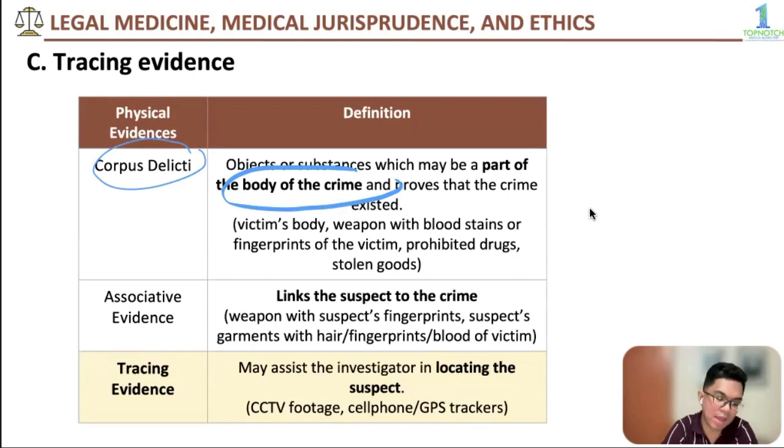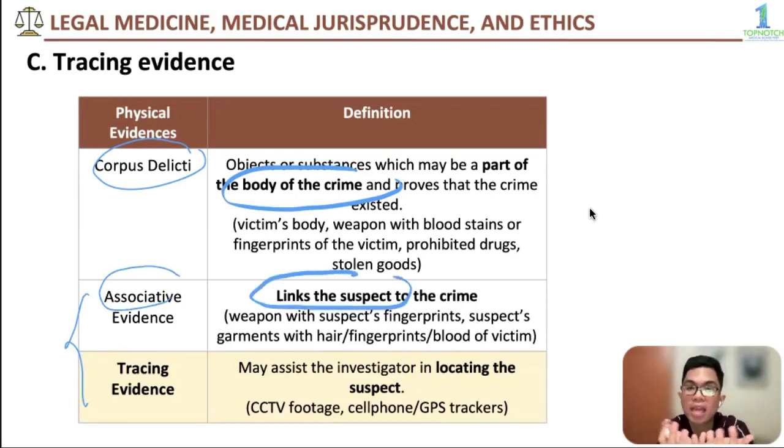Okay? So associative and tracing evidences are different. So associative, it associates or links a suspect to the crime. So for example, pwede rin yun sa case na to kasi bakit? So, for example, you found fingerprints of the suspect on the clothes or you saw bullet remnants, kunwari, in the clothes, so pwedeng yun yung associative evidence. However, it can't be tracing evidence kasi tracing evidence assists in locating. So kung saan napunta yung suspect. So hindi naman ibig sabihin na you found the bloodied clothes of the victim, you can trace where the suspect is. Okay?